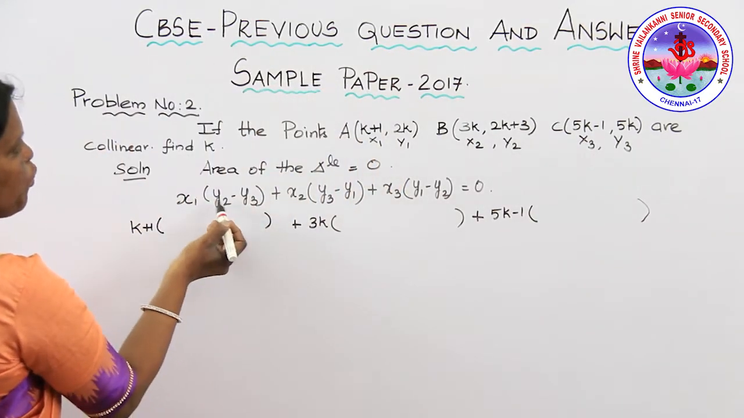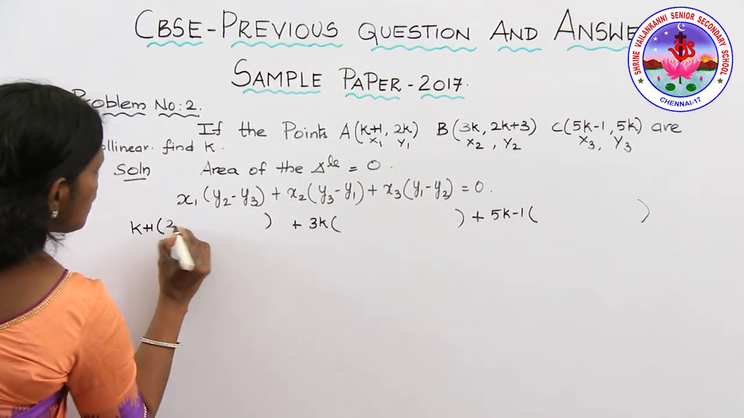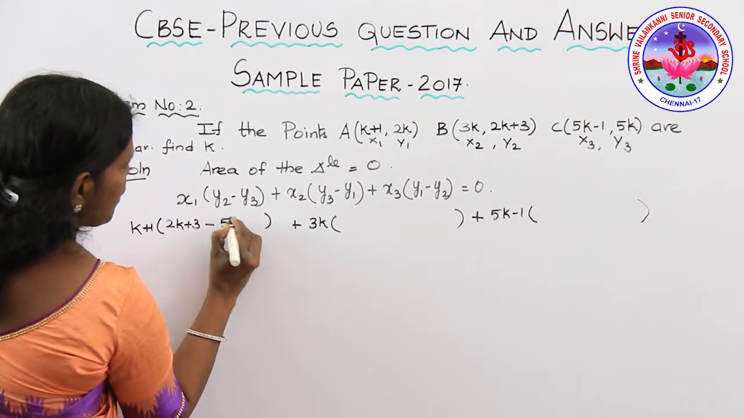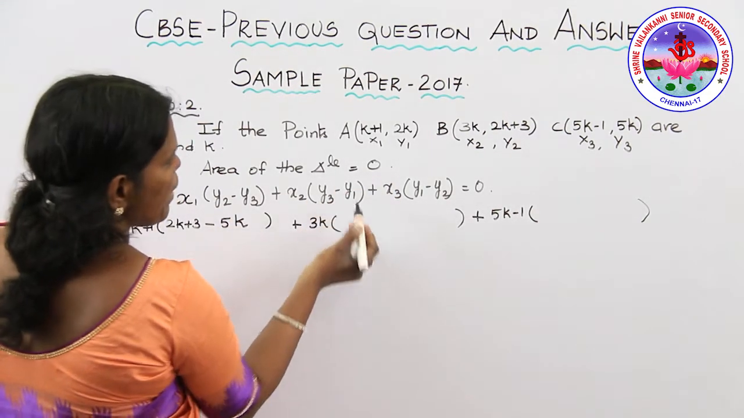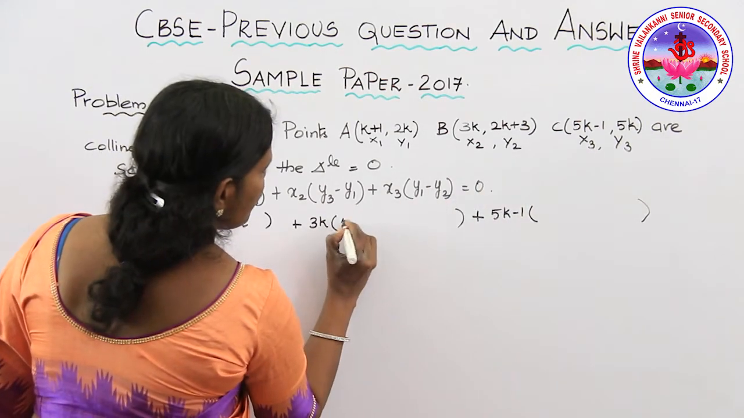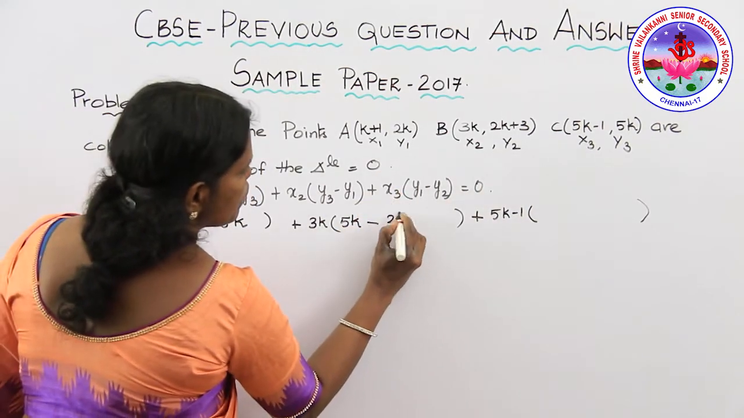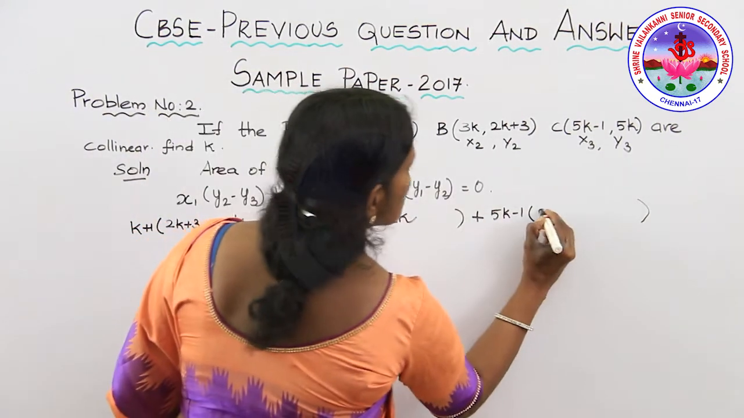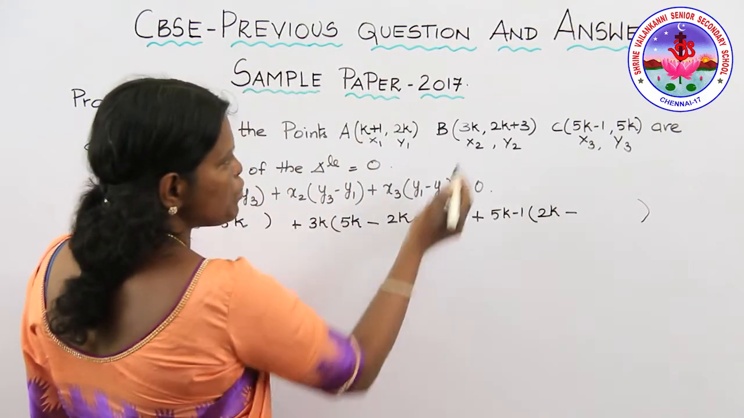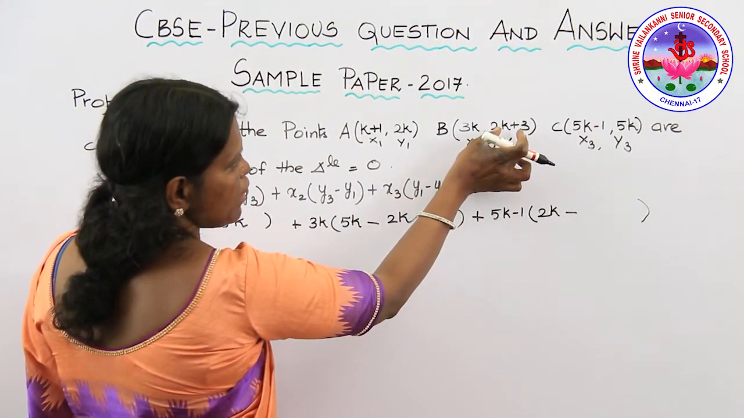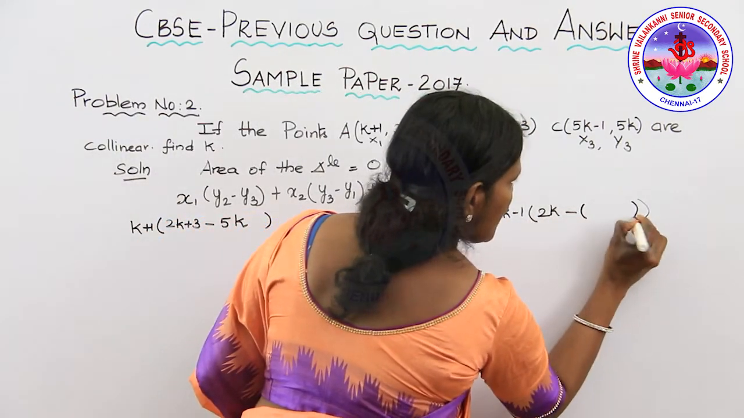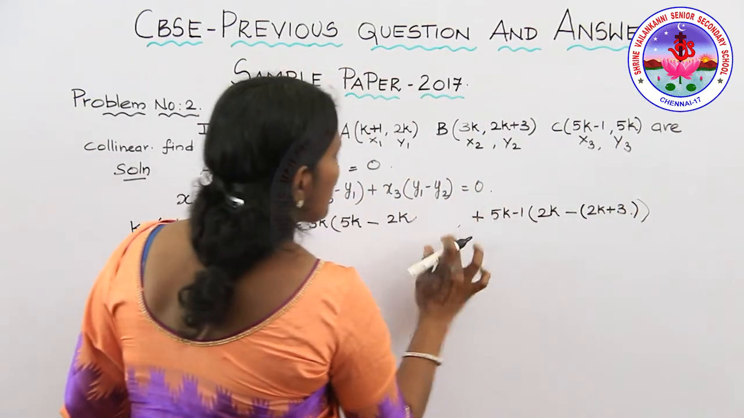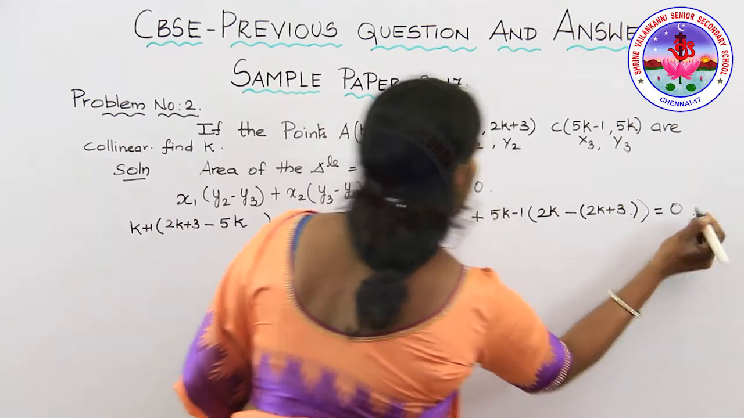Now I am going to substitute y2 minus y3. y2 is 2k plus 3 minus y3, which is 5k. Next, y3 minus y1: y3 is 5k minus y1, which is 2k. Again you have y1 minus y2: y1 is 2k minus y2, which is 2k plus 3. There are two terms here, so I am going to write them inside brackets. So I am writing this as equal to 0.